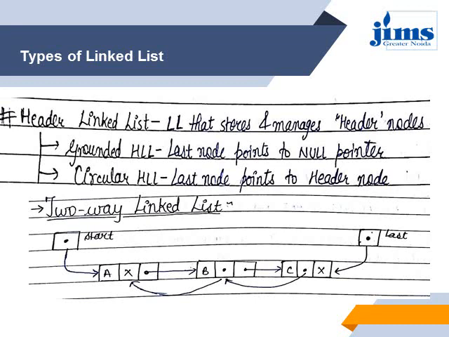Now to begin access from node A, I have a start pointer, and if I want to begin the access from C, I have a last pointer. So therefore, this is a two-way list. I can start from the first node, or I can start from the last node.